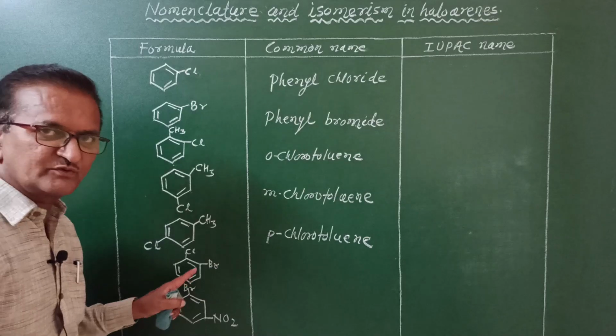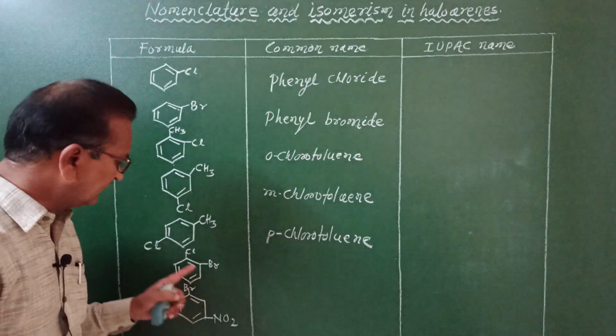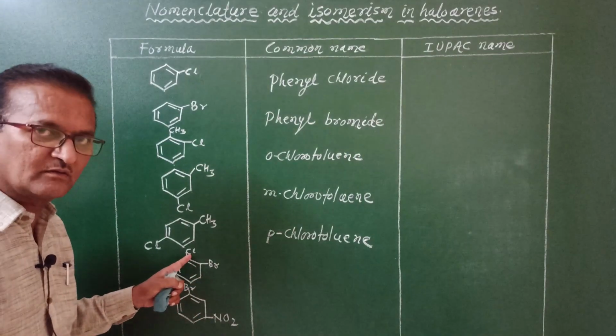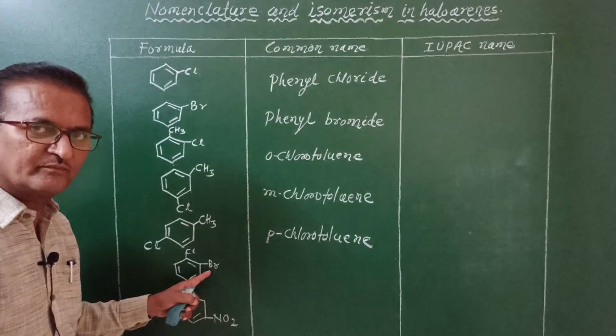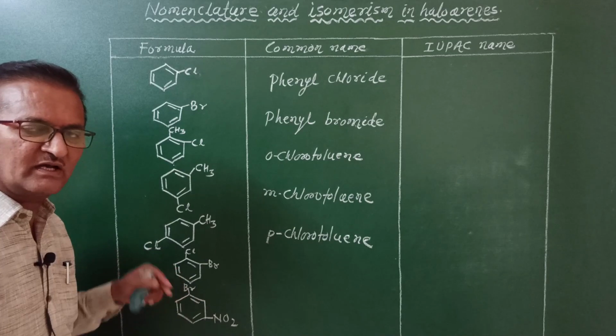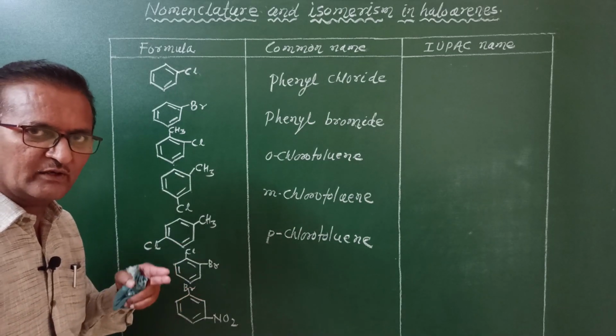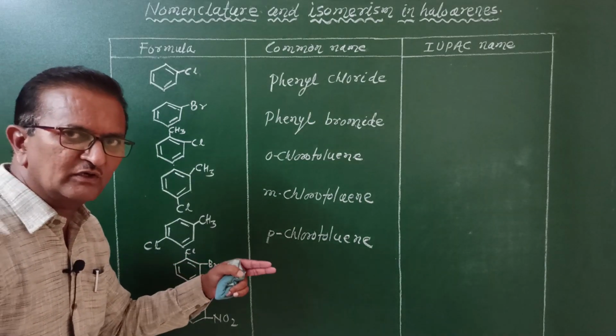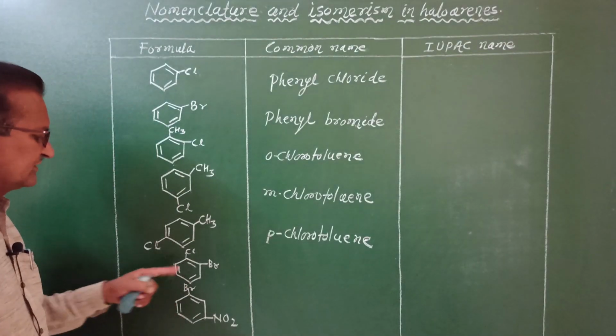If two different substituents are present on the benzene ring, what do I see here? One is chlorine, another one is bromine. Then in this case, their names are introduced in alphabetical order. Therefore, this is called orthobromochlorobenzene.